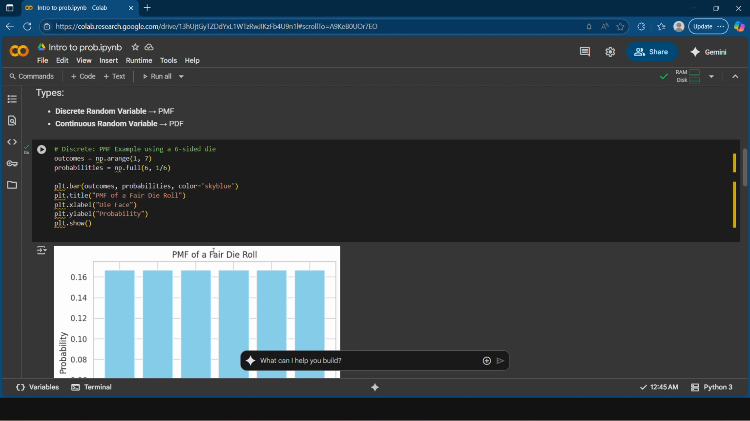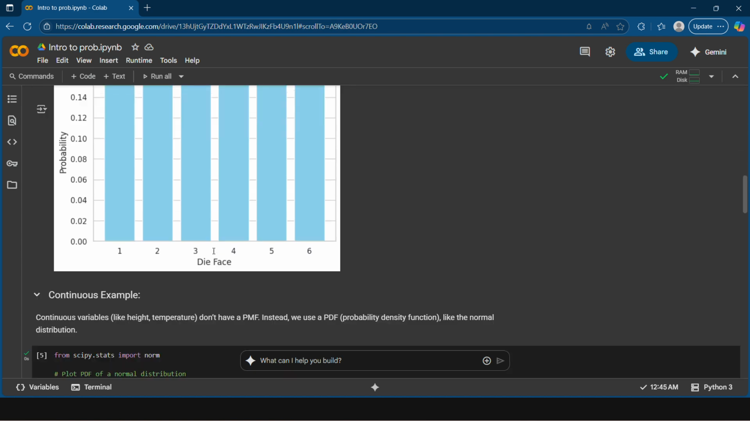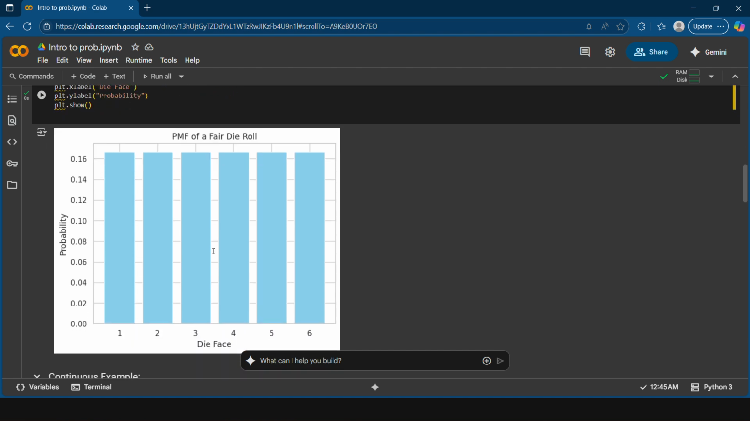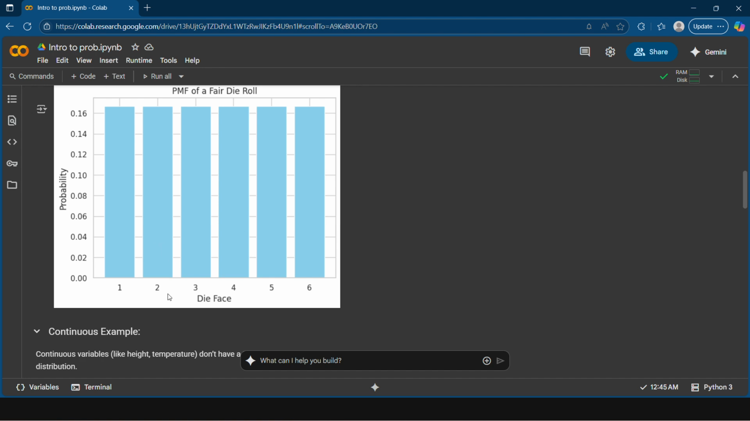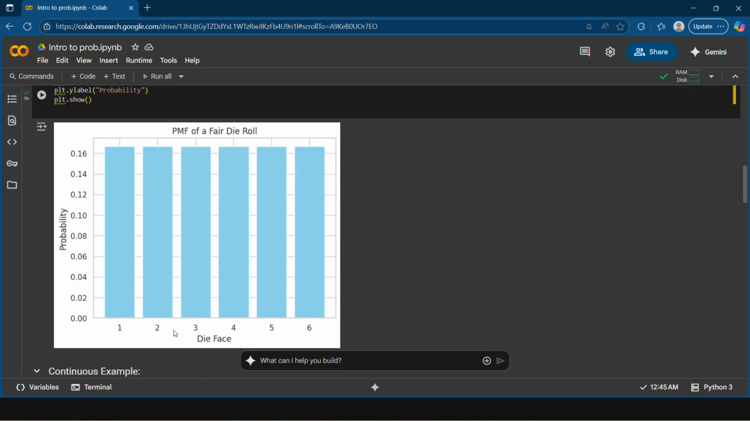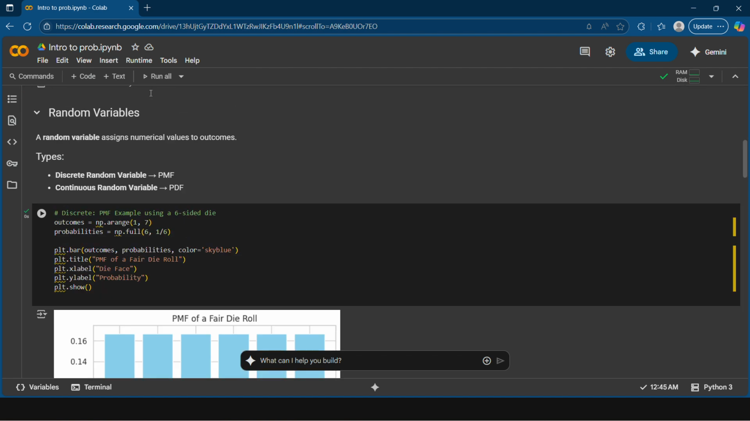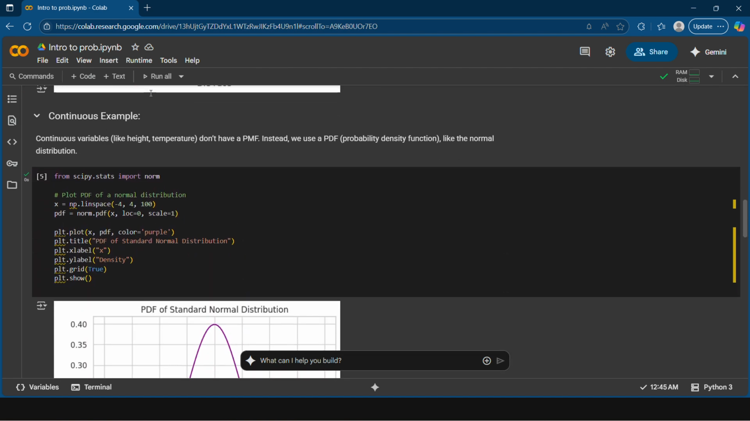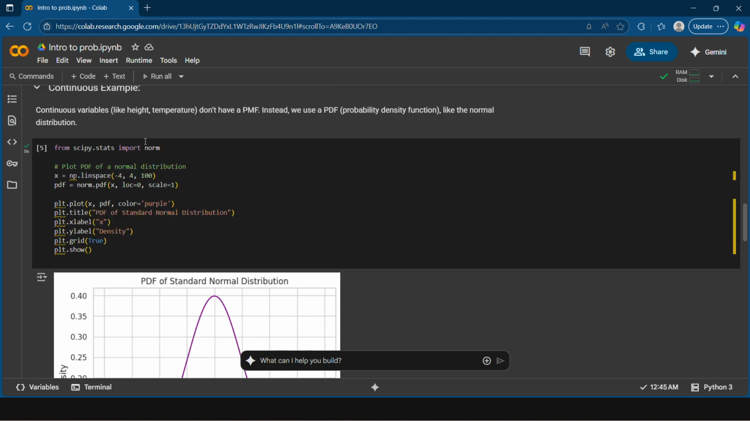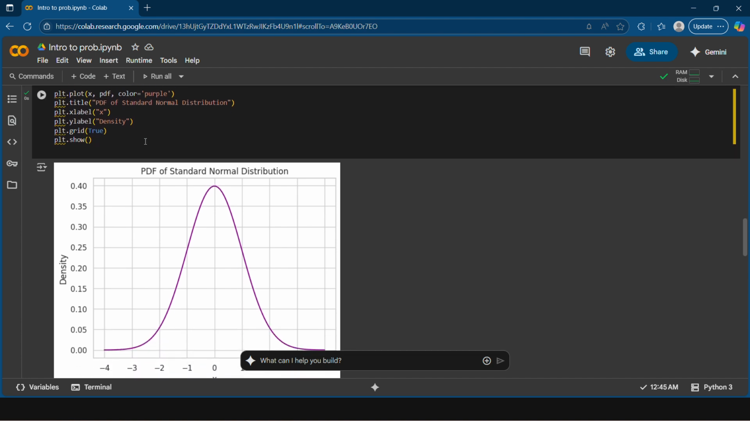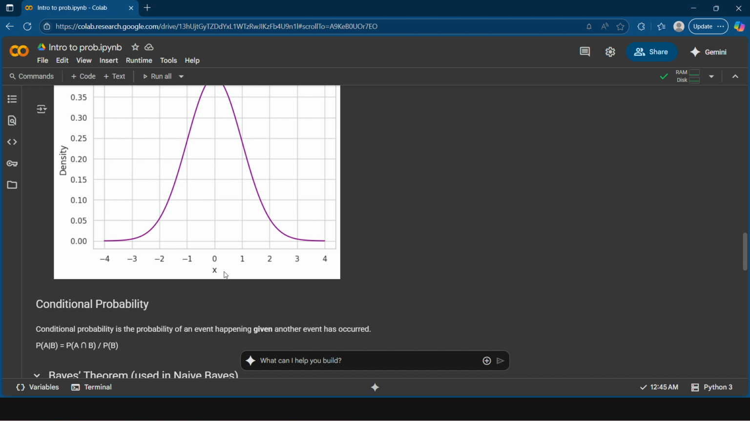So this is an example, a fair die roll, where we can see the outcomes 1, 2, 3, 4, 5, 6, and each reaches up to 0.16. And the second example is a continuous example of a PDF. Now, the normal distribution or bell curve, which you can observe, is the most common example of these PDFs. This shows a probability density of continuous values that are centered around zero. Here you can see around zero, right?